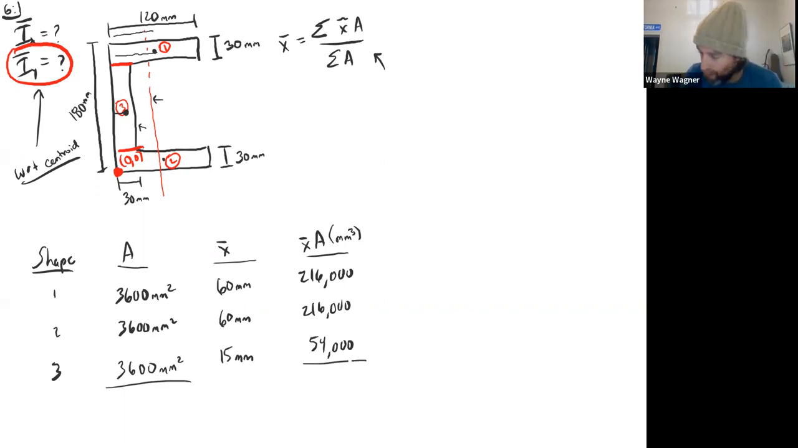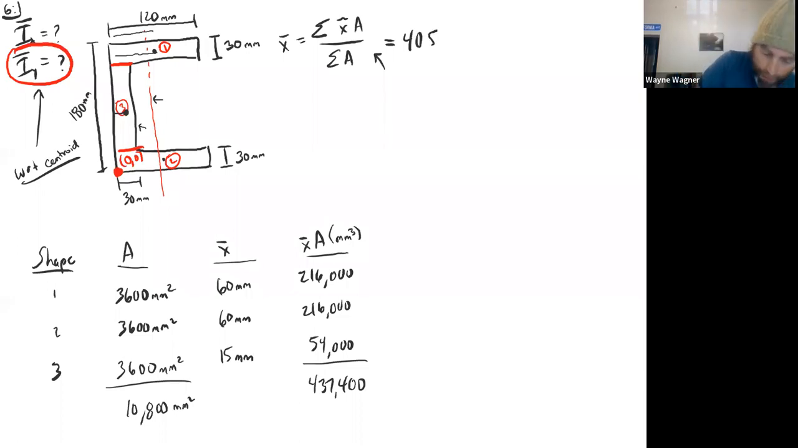Okay, so 3,600 times 3 is 10,800 millimeters squared. And then we add all those: 216,000 times 2 plus 54,000 equals 486,000. Okay, and so I'm going to plug those in here and just divide that one by 10,800. Okay, 40.5, 40.5. So my initial guess over here of somewhere around 40 was pretty good. Okay, any questions about how I got that?